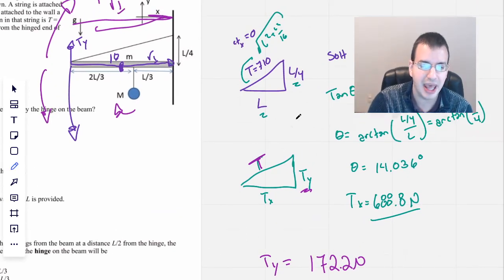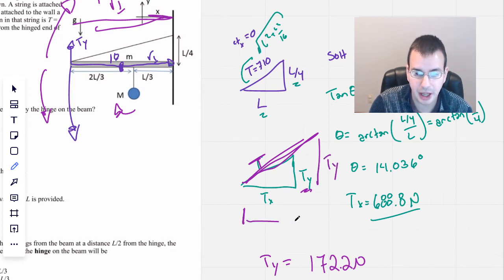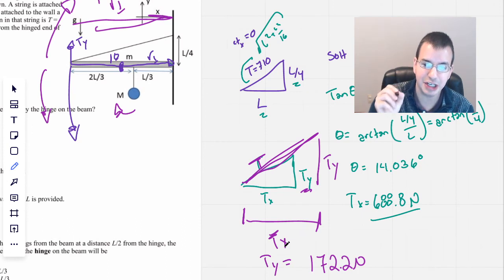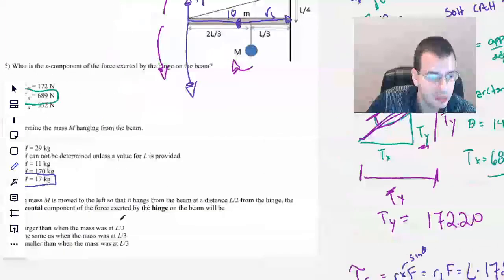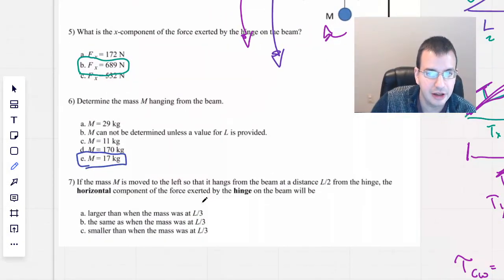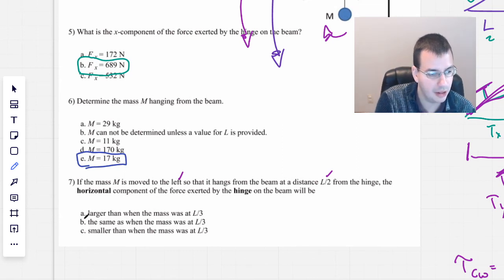So the total tension has to get bigger. If the total tension gets bigger but we maintain the same angle here, that's how we get a bigger Ty. But that also implies a bigger tension in the x direction. So by moving the ball M further out, more to the left, we're going to have more tension in the x direction as well. So if the mass M is moved to the left, the horizontal component of the force exerted by the hinge on the beam will be larger than when the mass was at L over 3.